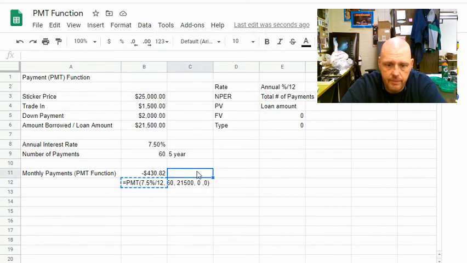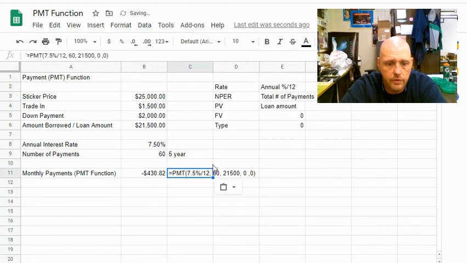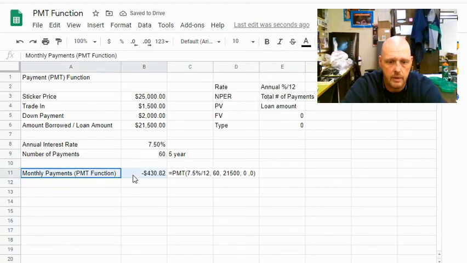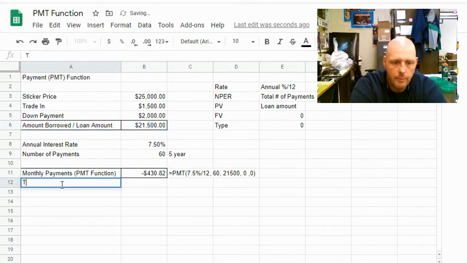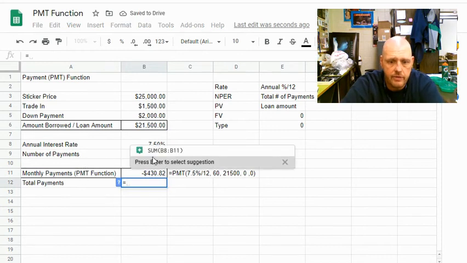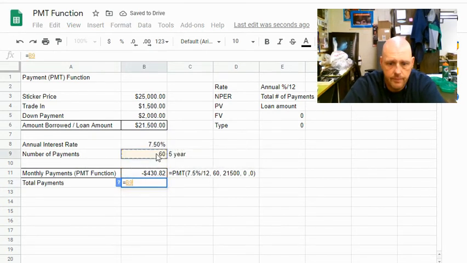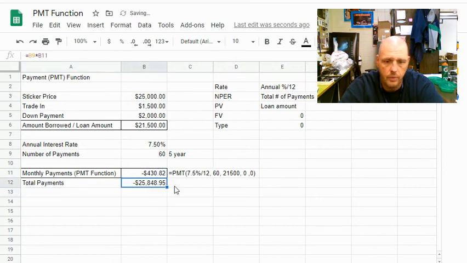As I look at this, in practice, we've done 2 additional things. We've said, okay, here is my monthly payment. Here's the amount that I borrowed. What would my total payments be? Well, if I'm making 60 payments of $430.82, take those 2 numbers and multiply them. I'm going to spend a total of $25,848.95 to buy this car.